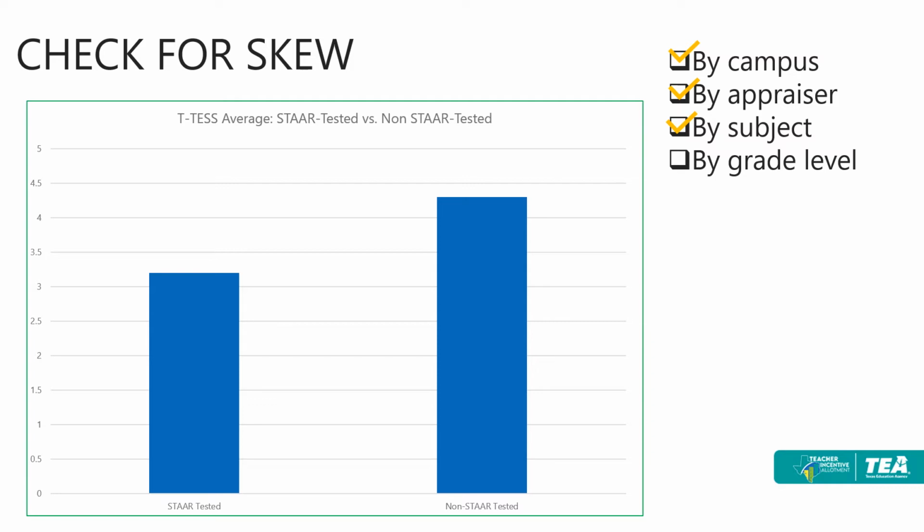Snapdragon ISD decided to include some additional appraiser training this year that looks specifically at tough-to-rate courses. They decided to develop a PD in which appraisers determine what each level of proficiency looks like in, say, a dance classroom. Their check for skew by subject is done. Lastly, Snapdragon ISD decided to check for skew by grade level.